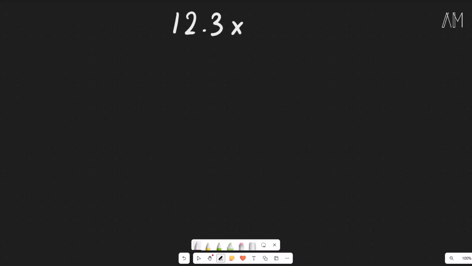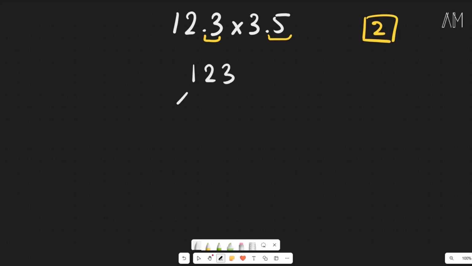12.3 multiplied by 3.5. Let's get started. Let's count how many digits we have in the decimal world. Here I have 1, and here I have another 1, so in total I have 2. I put it in the box, and I multiply like there's no decimal point at all. 123 multiplied by 35. And let's get started.